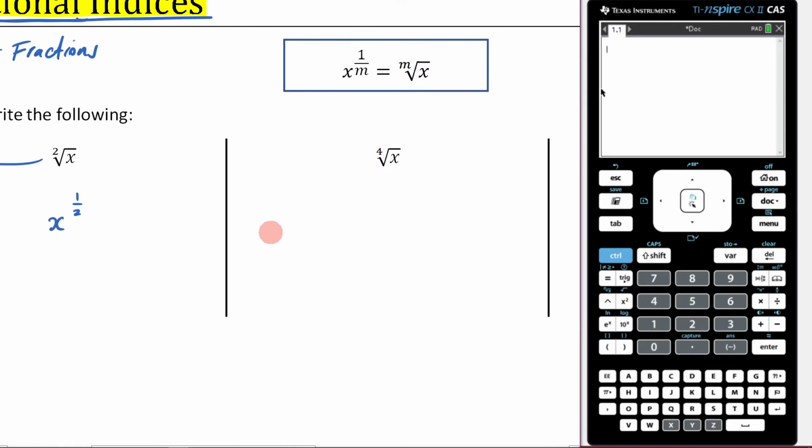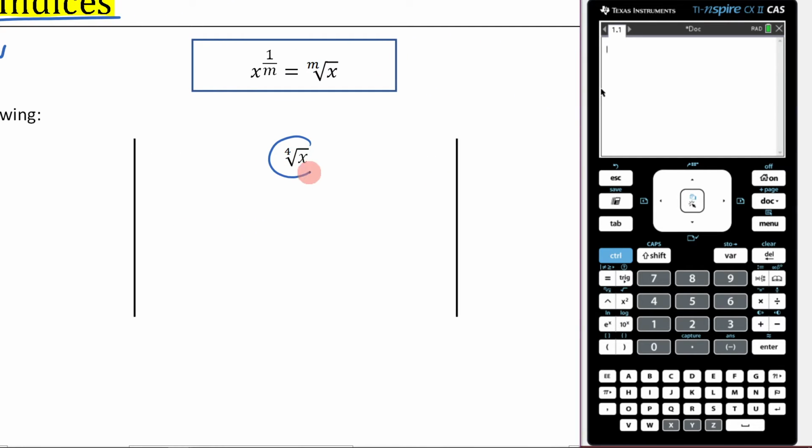But then we come to the next one here. And the way that we would say this is we would say that this right here is a fourth root. That's how we would say it. So the fourth root of x. So when you're thinking about how you would say this, you'd say, what's the fourth root of x? Okay, and how could we change this notation so it looks like this? Well, again, because I've got a 4 here, that 4 will appear in the denominator. So it's going to be x 1 on 4.